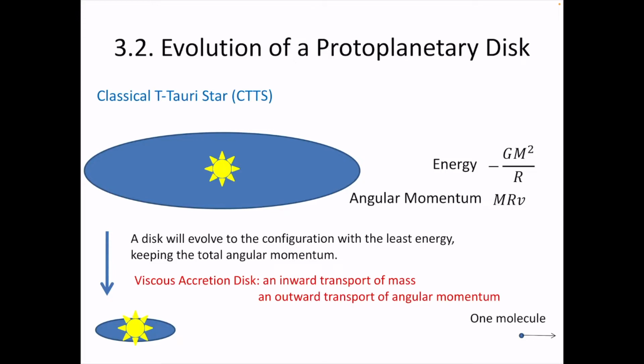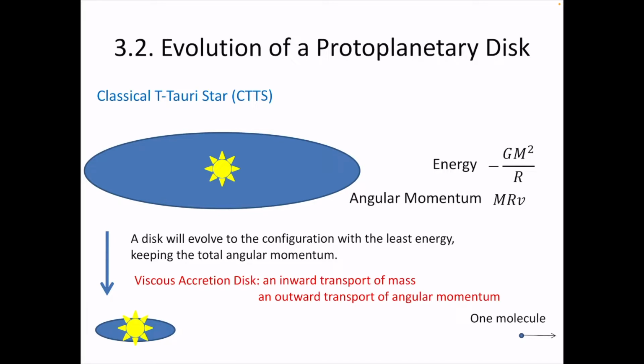Hello everyone. In this section, we consider the evolution of a protoplanetary disk, an accretion disk around the CTTS. Gas migrates toward the protostars. Energy is removed from a disk as heat, but the angular momentum is conserved.